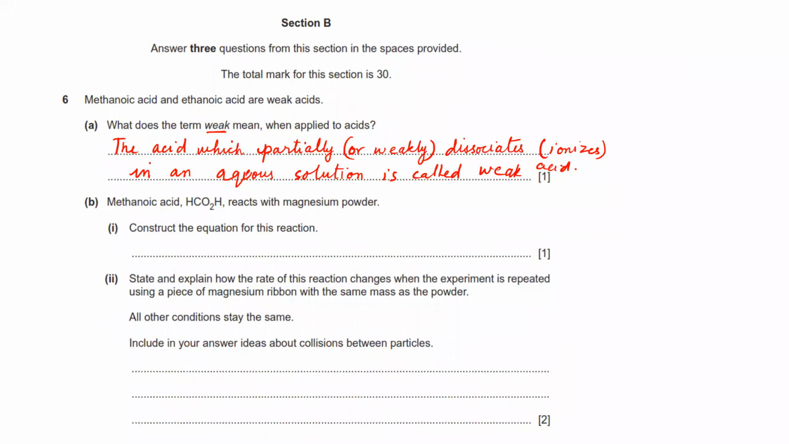Okay, so again, what does the term weak mean? The acid which partially or weakly dissociates or ionizes in an aqueous solution is called a weak acid. Aqueous solution you can also say is water.